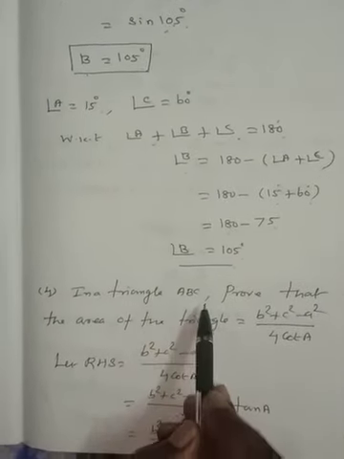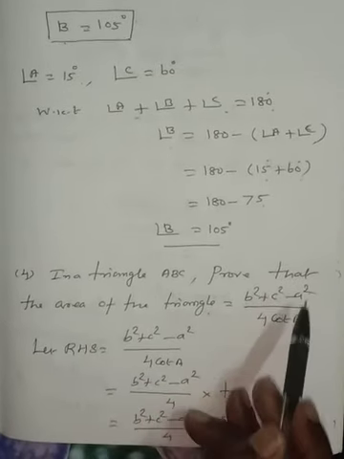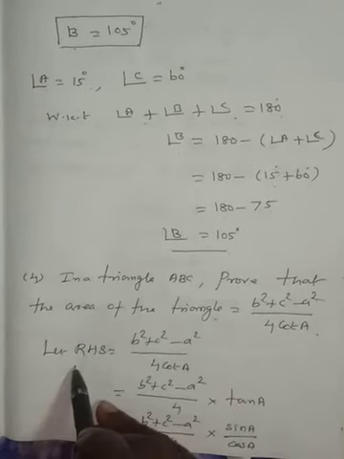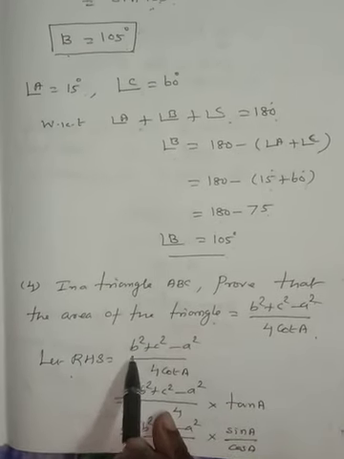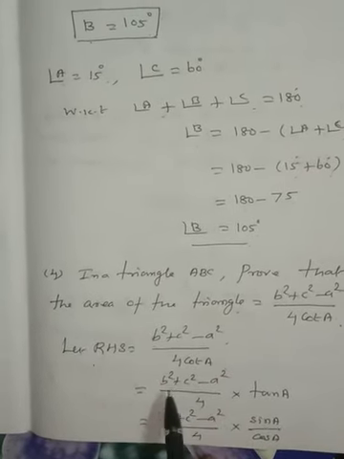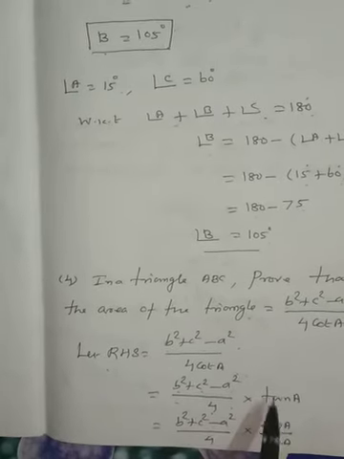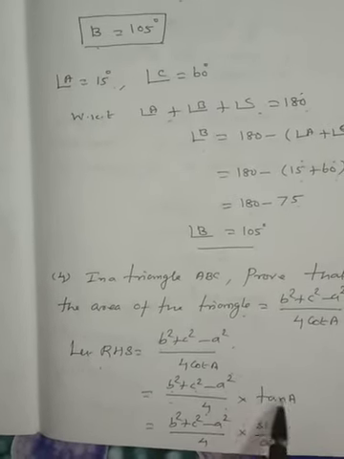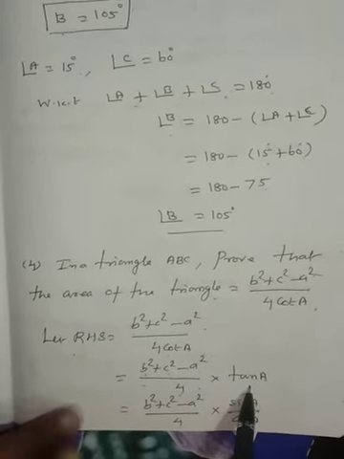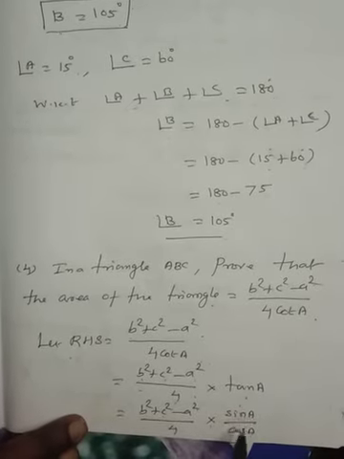Sum number 4. In a triangle ABC, prove that the area of the triangle is equal to (b square plus c square minus a square) whole divided by 4 cot A. Take the RHS: b square plus c square minus a square divided by 4 into 1 by cot A. 1 divided by cot A can be written in the form of tan A.